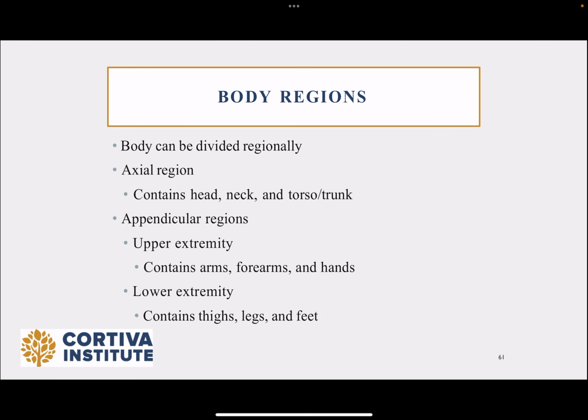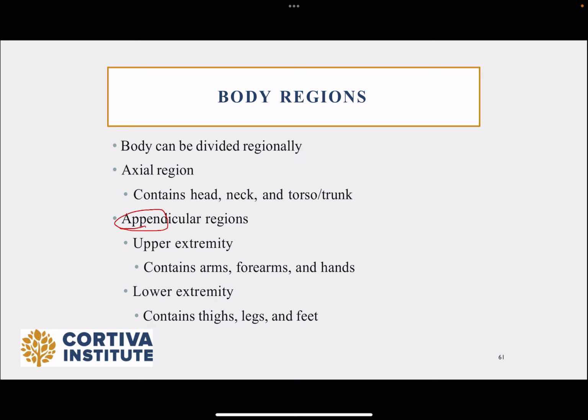Here are the body regions. This can be divided regionally. Of course, we have the axial region, which is going to contain the head, neck, torso, and trunk, as well as the appendicular regions, which are going to contain the upper extremities. Right? Appendicular, I want to make a note. Appendicular is going to contain your appendages.